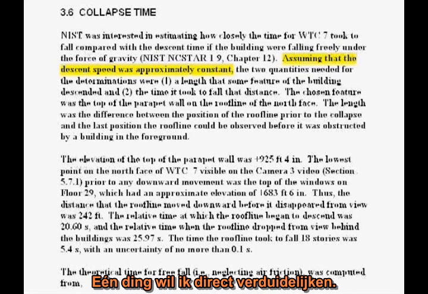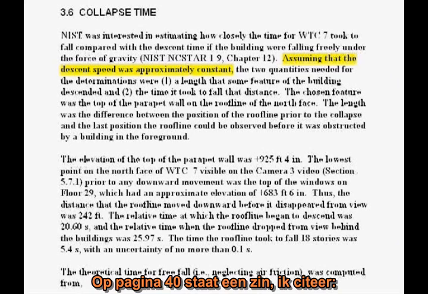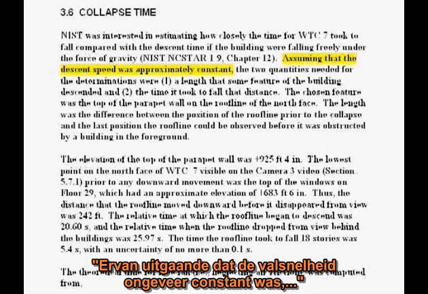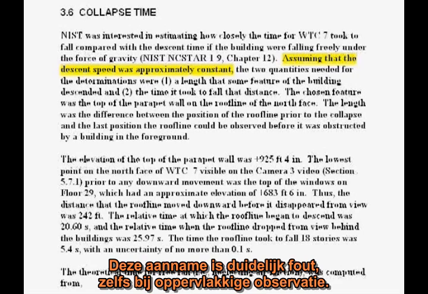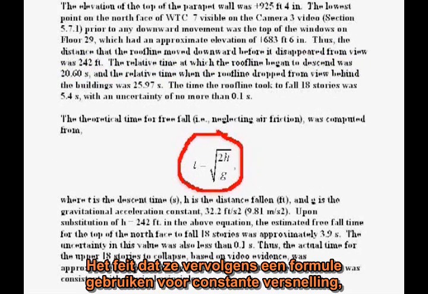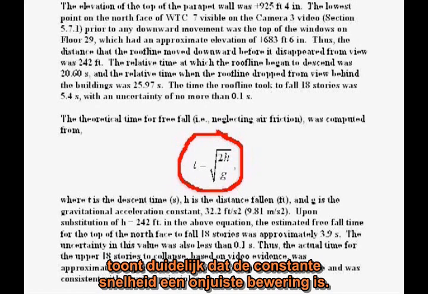I would like to clarify one thing right away. On page 40 there is a phrase, quote, "assuming that the descent speed was approximately constant," unquote. The assumption is clearly false from even casual observation. However, the fact that they proceed to use a formula for constant acceleration clearly indicates the constant speed reference is a misstatement. They're actually assuming constant acceleration.